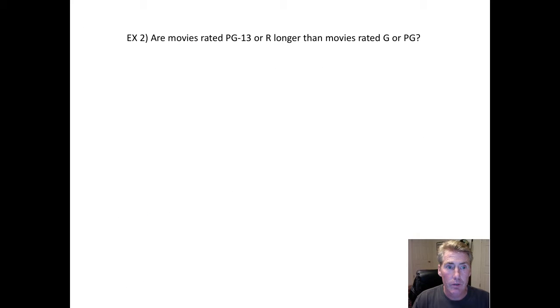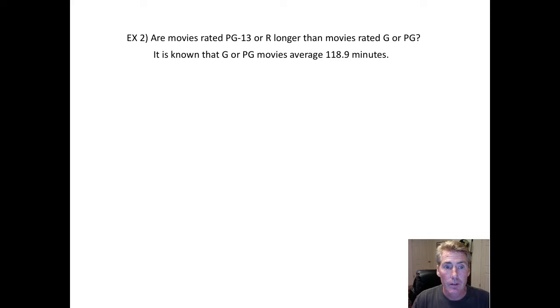All right, on to another one. So movies that are rated PG-13, compare those with movies that are rated R. Are the PG-13 or the R longer? So the more adult or older people movies, are they longer than the kid movies?